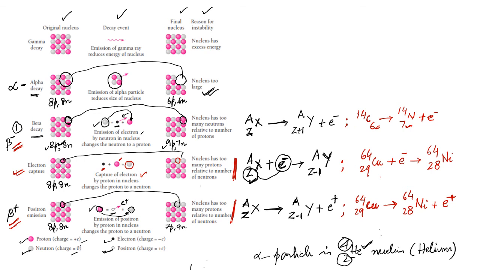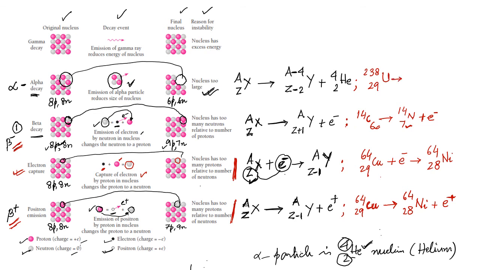We can write it like this: if we have A X Z, what happens is alpha decay. A is decreased by 4 because four nucleons are getting out of the system, and Z is decreased by 2 because two protons are leaving, and then we have a helium-4 particle coming out.